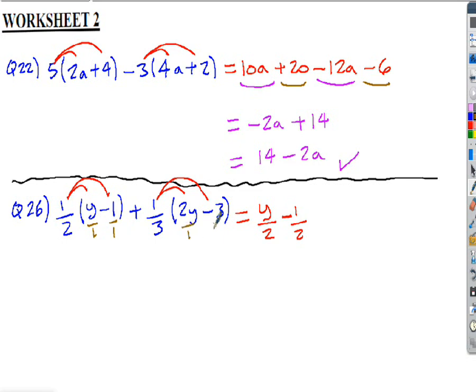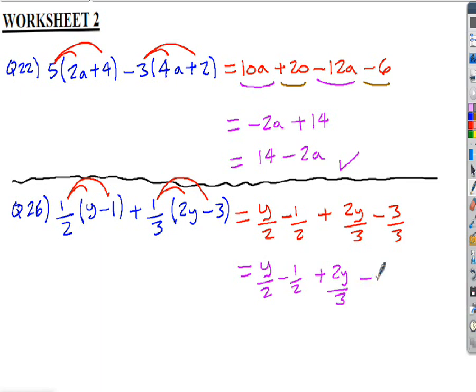If it helps you, you can think of those being upon 1. And then we get plus the 2y divided by 3 minus the 3 divided by 3. Simplifying on the next line, that becomes equal to y upon 2 minus 1 upon 2 plus the 2y upon 3, and then minus 3 upon 3, which of course is 1, so minus 1.